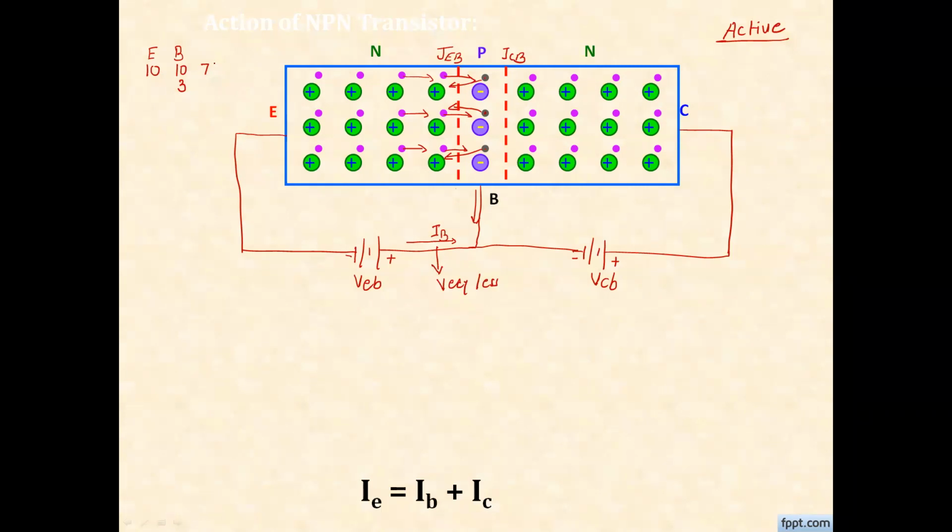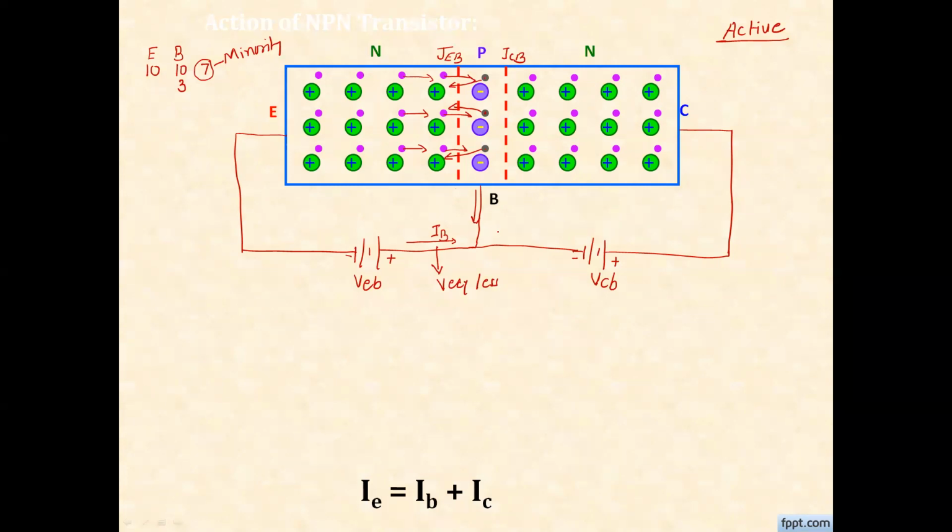Now, the 7 electrons remain in the P region, and in the P region, can I say that these 7 electrons act as minority charge carriers? Do you agree with me? Yes or no? When the electrons come from the emitter to the base region, which is the P region, what are the minority carriers in the P region? They are free electrons, am I right? So those electrons are the minority carriers in the P region.